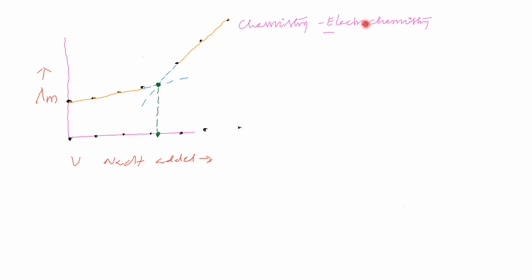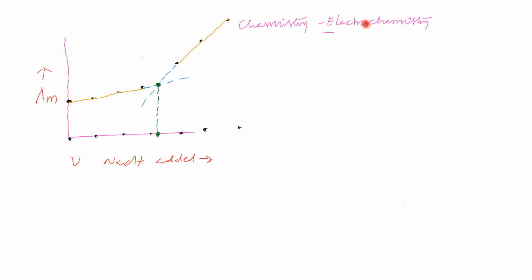Now this point, what do you think it is? Which point is it? What is the name of this point? Now we are doing this titration. In this titration, we got this graph, and in this graph, we got this point. What do you think about this point?